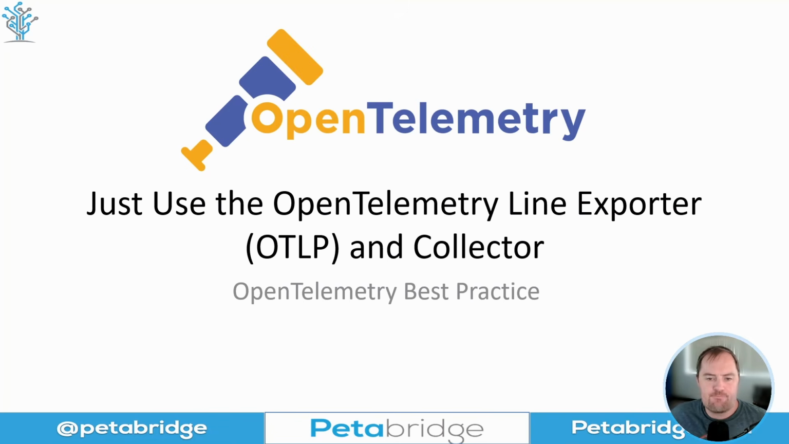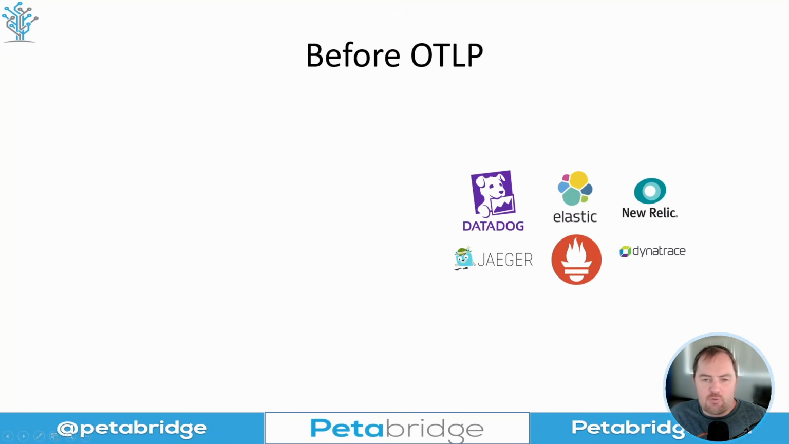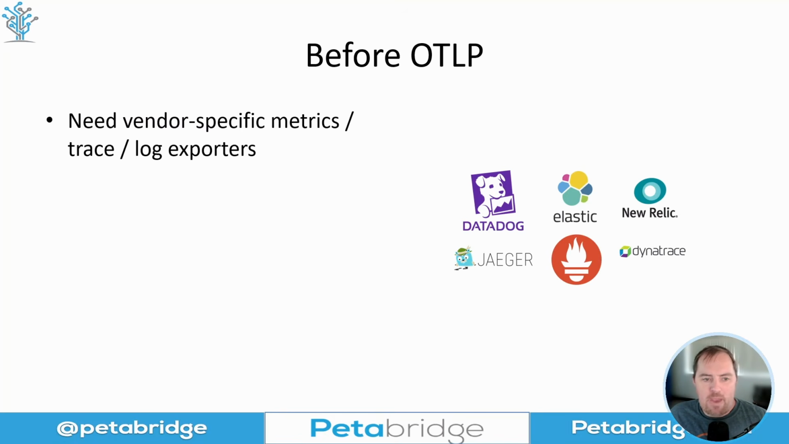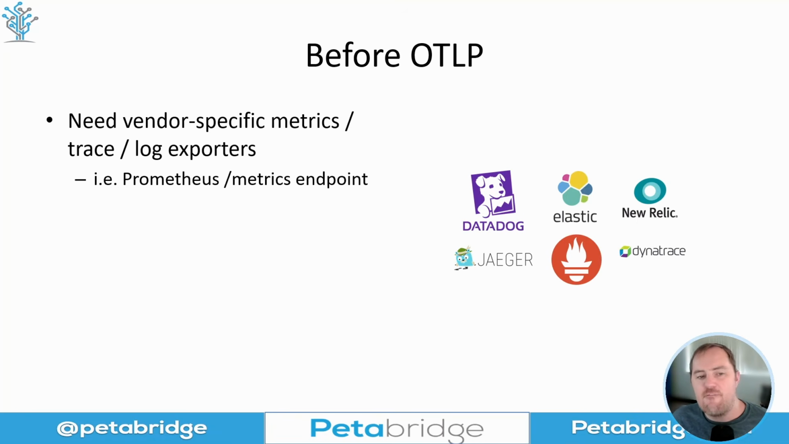So let's dive in. First, what did things look like before the OpenTelemetry Line Protocol was a thing? Well, basically, you needed to introduce vendor-specific metrics, trace, and log exporters. So you needed to configure, for instance, the infamous Prometheus metrics endpoint on all of your different servers, which was a little bit of a pain to organize and manage. And not to mention, in the .NET space, they kept moving who that plugin belonged to quite a bit in the early days of OTEL. There weren't always plugins for some specific vendors.